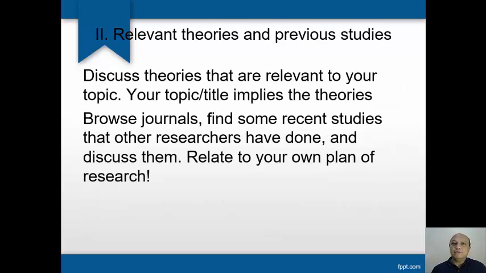In part two, this is chapter two. In writing a proposal, we talk about chapters. So in chapter two, you have to come up with the relevant theories and previous studies. Discuss the theories that are relevant to your topic. How to find out the topics? You can look at your title, and the theories are implied there. If you look deep enough, if you look careful enough, you can find that behind your topic, behind your title, there are some relevant theories.